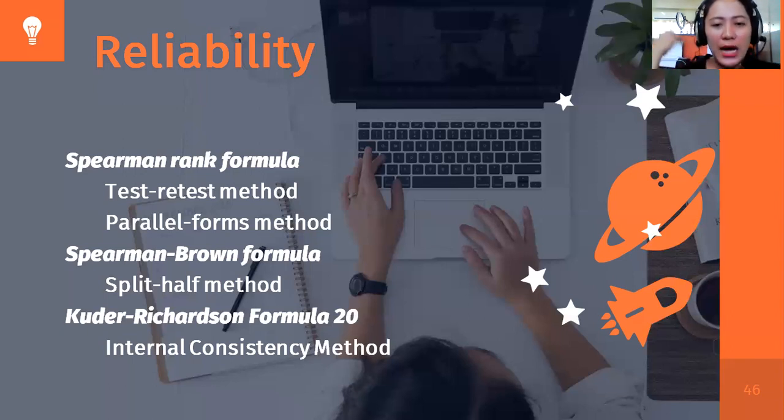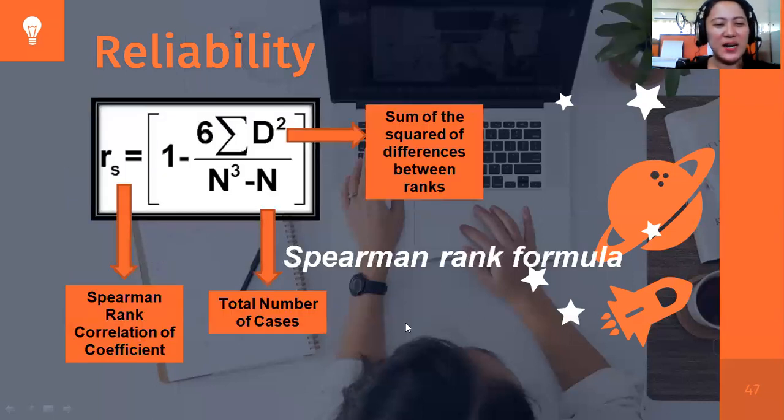For now, since the Spearman rank formula is mostly used, and the test-retest method is mostly used in determining the reliability of the research instrument, let's try to explore this formula. For example, this one. I'm now becoming a statistician. That's why during your research proposal, you really need a research statistician for your figures to be checked.